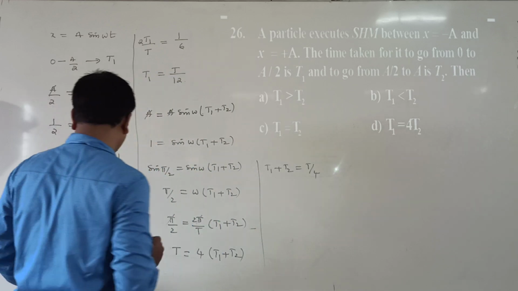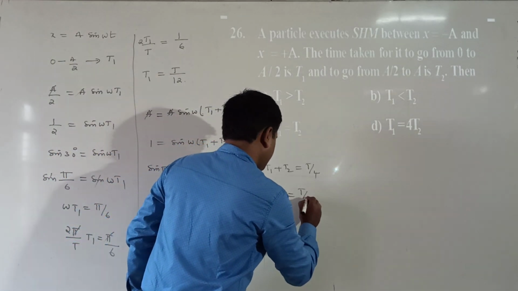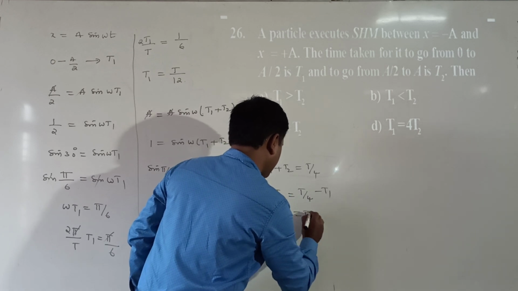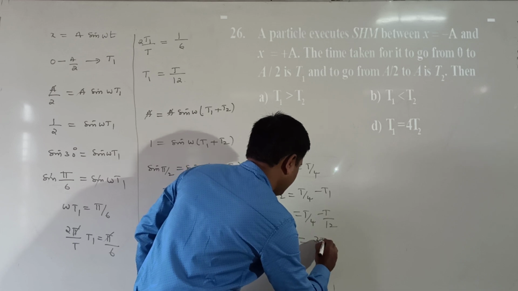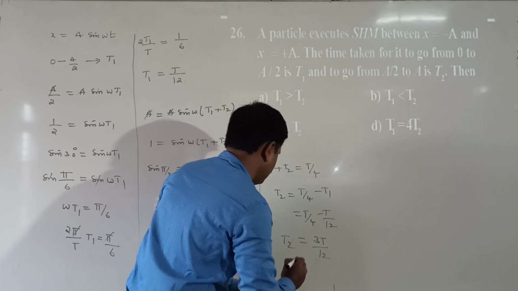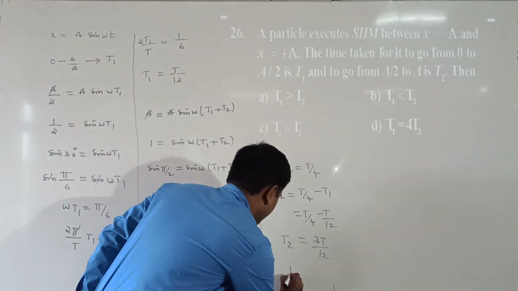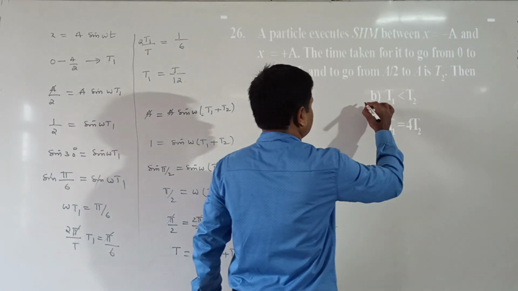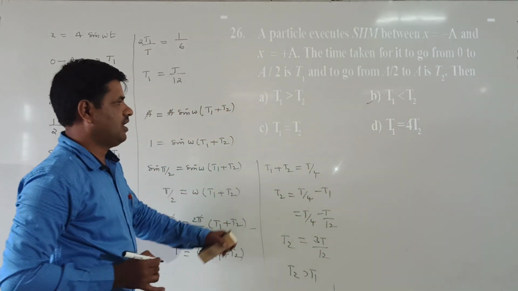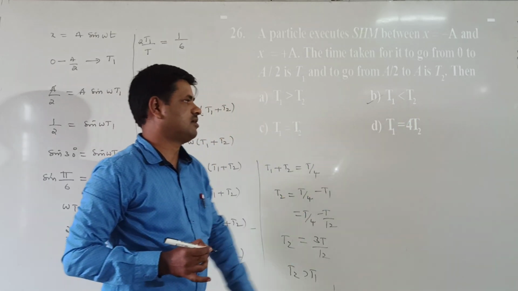Now what is required here? t1 we have got, t1 is equal to t by 12. t2 is equal to t by 4 minus t1. Now t by 4 minus t by 12. The LCM gives 3t by 12 minus t by 12, so t2 is 2t by 12. From this we conclude that t2 is greater than t1. Which option is correct here? t1 is less than t2, meaning t2 is larger in comparison to t1.